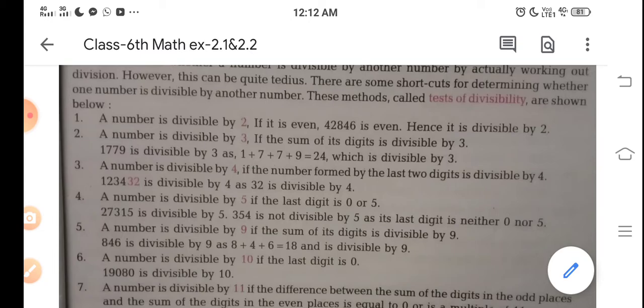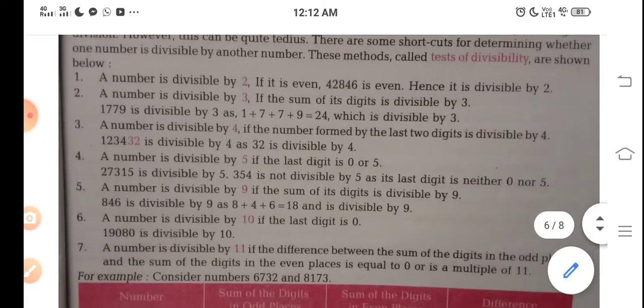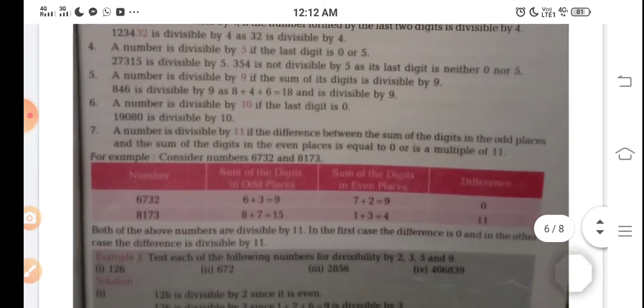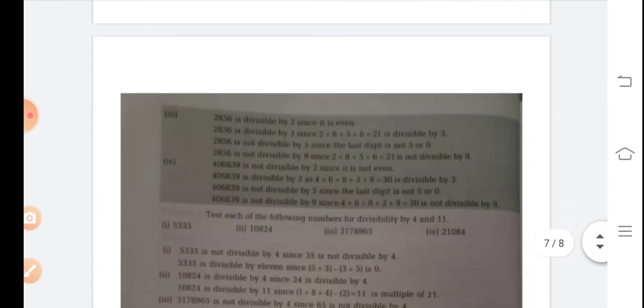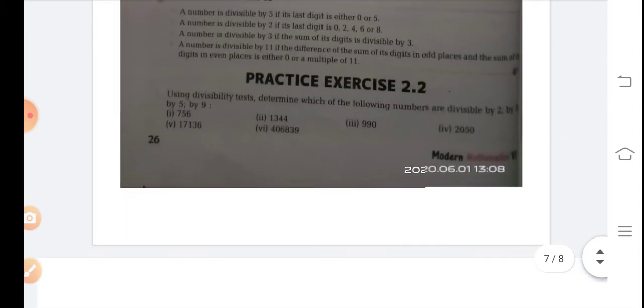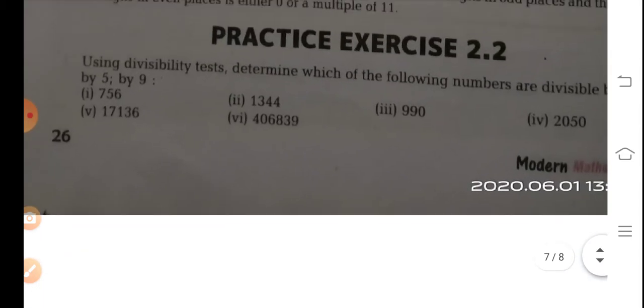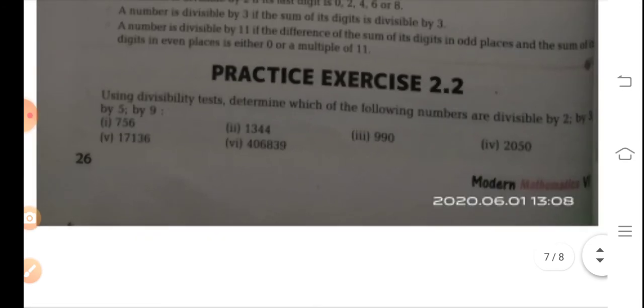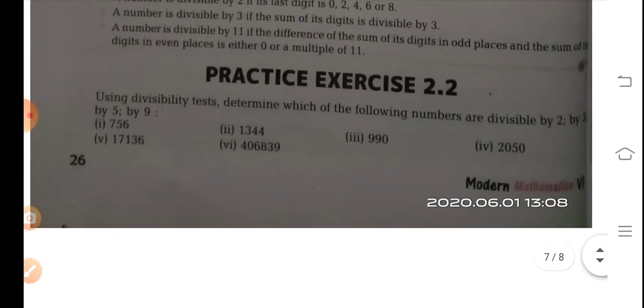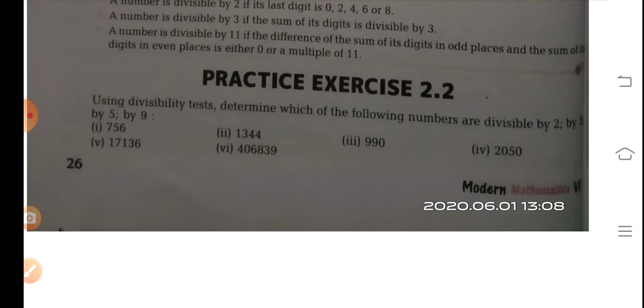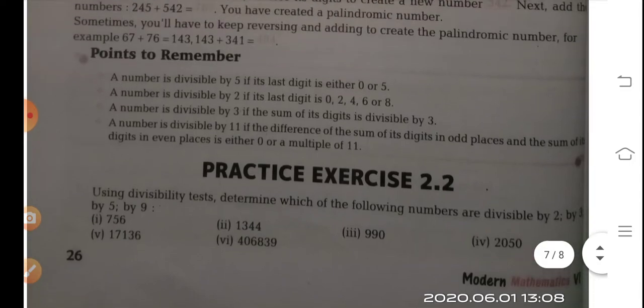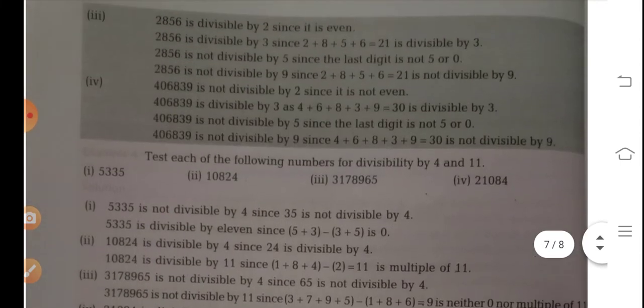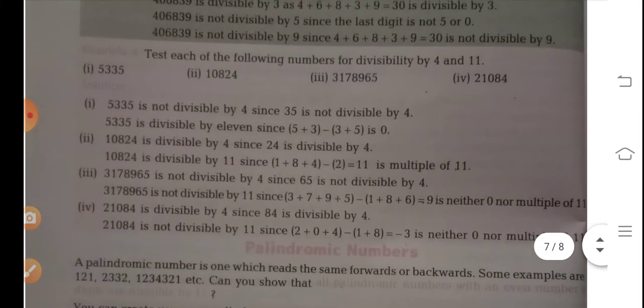Next, 3: add the digits of the number, and if the total is divisible by 3, the number is divisible by 3. That's called the divisibility rule of 3. Remember this point and you will have no problem in exercise 2.2. Using the divisibility tests, determine whether each of the following numbers is divisible by 2, by 3, by 5 and by 9.